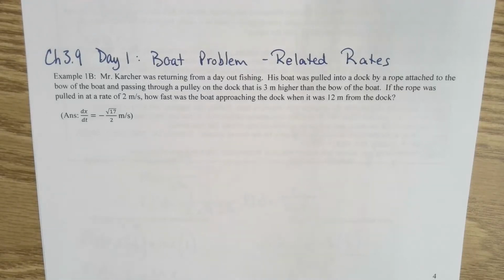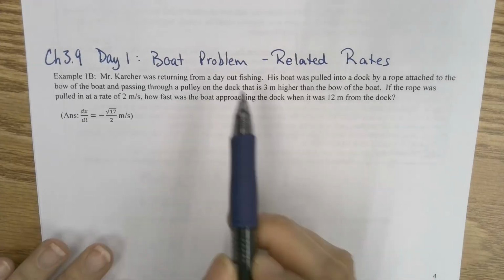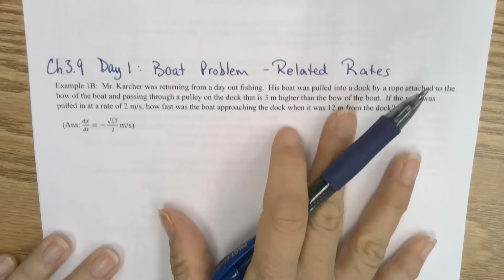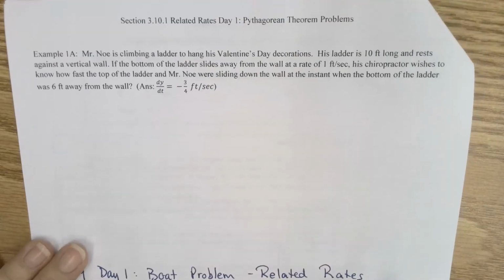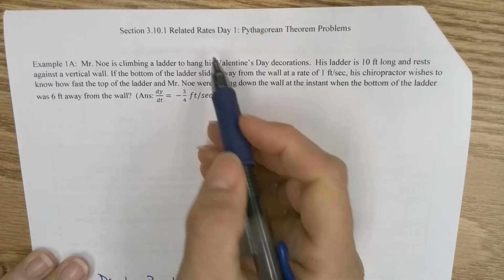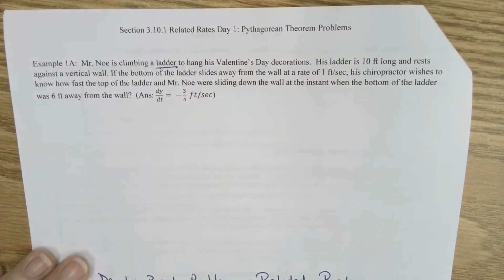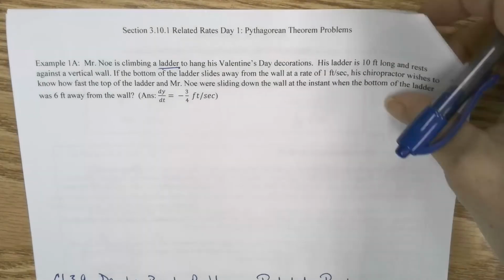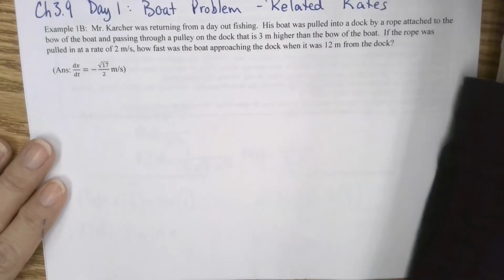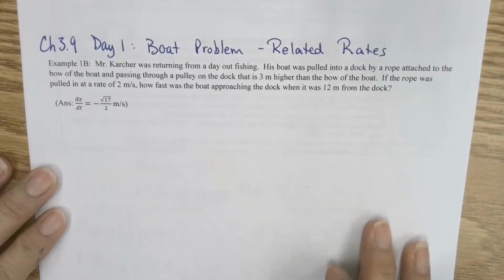We are continuing our study of related rates. This is day 1 where we are looking at Pythagorean theorem problems. Today we're going to look at a boat problem. Previously you learned how to work with a ladder problem where a ladder is sliding away from a wall. This is just another variation of a Pythagorean theorem problem where we look at a boat.